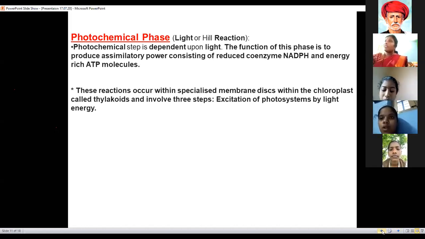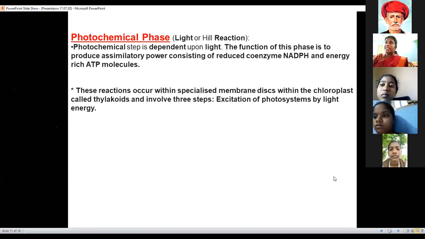The first reaction, the light dependent reaction, is the same as the photochemical phase. The photochemical phase, the light reaction, or the Hill reaction are all different names for the same thing. The photochemical step is dependent upon light, very much so. The light must be present. The reaction occurs in the presence of sunlight.